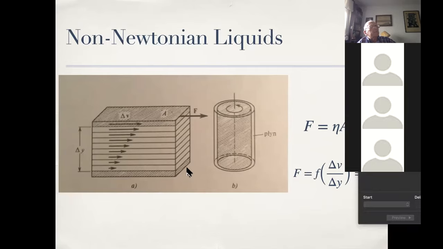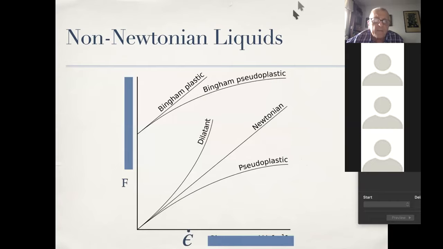But there are materials called non-Newtonian liquids, for which the same relation is not so simple. It's not linear. There is a certain function which relates that force to the rate of deformation. The materials for which this relation does not apply are called non-Newtonian liquids. Here I have shown you a few of these relations. The rate of deformation I denoted by epsilon dot, which is some convention. This is the force. So this is our normal water and most of our Newtonian liquids.